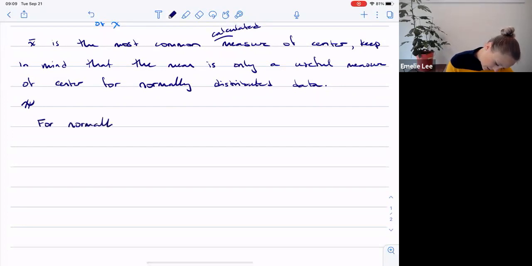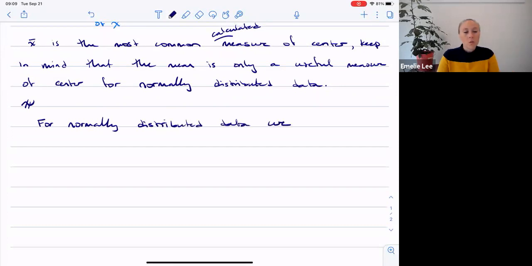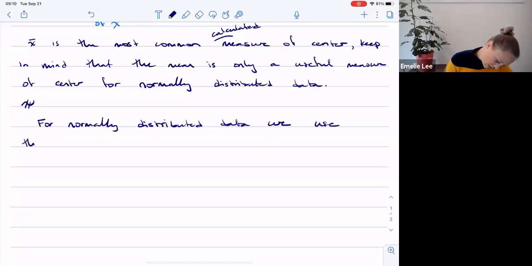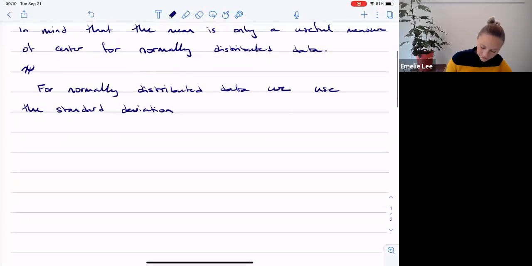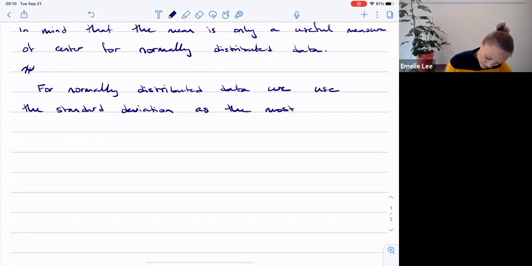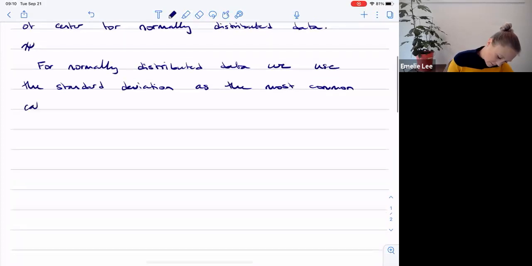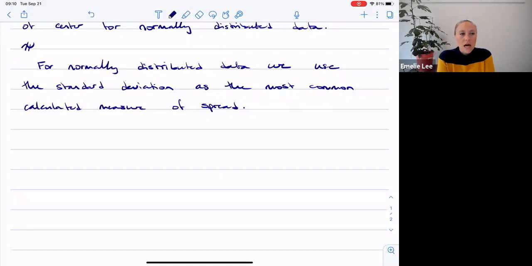For normally distributed data, we use the standard deviation as the most common calculated measure of spread. So the standard deviation is going to calculate how far each data point is from the mean, right? So from the sample mean.